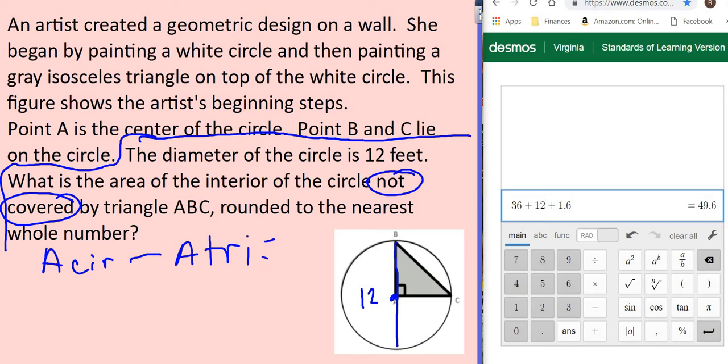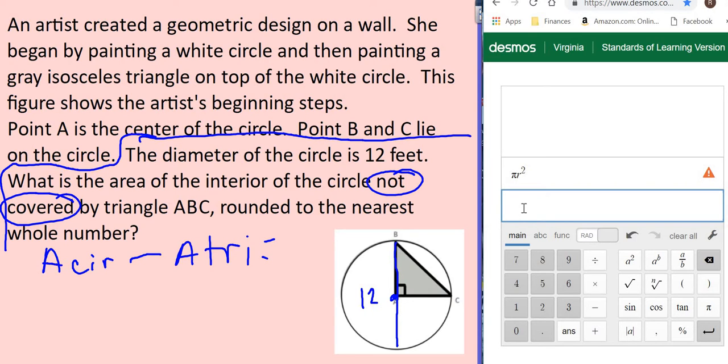triangle. When you have shapes that are next to each other, you're going to add them. But when you've got overlapping shapes, you're always going to subtract that smaller shape from the larger one. Okay? So I'm going to start by finding the area of my entire circle. The area of a circle is pi r squared.